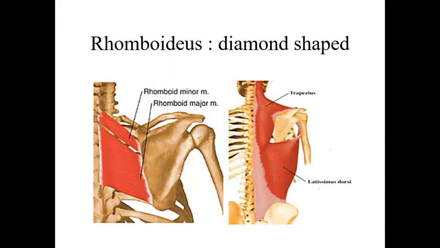Rhomboid is a diamond-shaped muscle. So here, now these diamonds are kind of on their side. You can kind of use your imagination and see that if I flip this way, it would be more of a diamond shape. And so here we have rhomboid minor, rhomboid major, just referring to the comparative sizes.